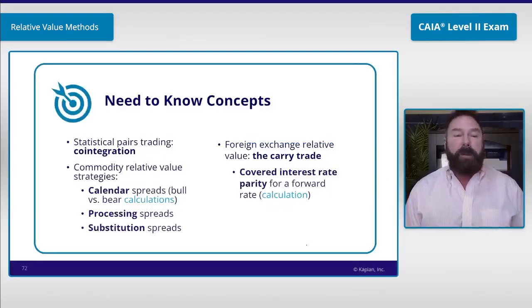Now, as we look at the must-need-to-know concepts coming out of here, we're going to start by understanding a concept known as co-integration, which is basically something that's associated with statistical pair trading strategy. This does not require any calculations per se, but it's a conceptual understanding of the concept. So again, we'll go through that.